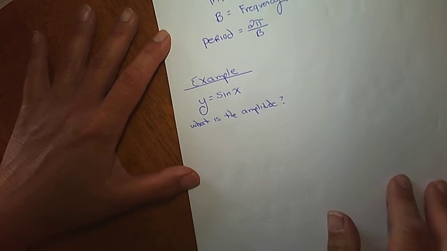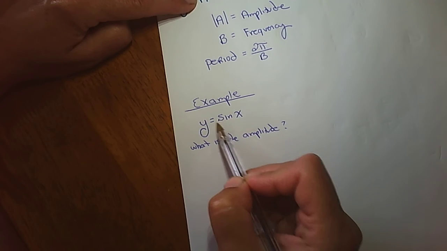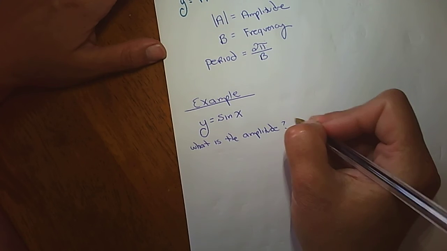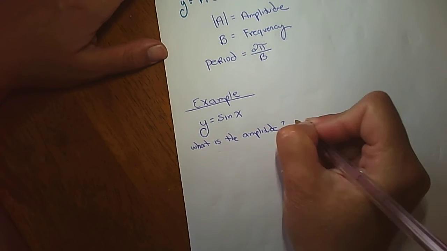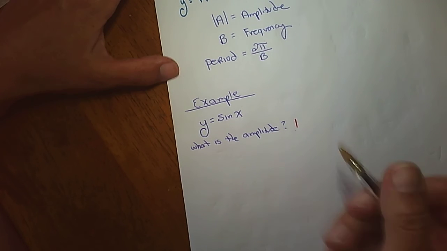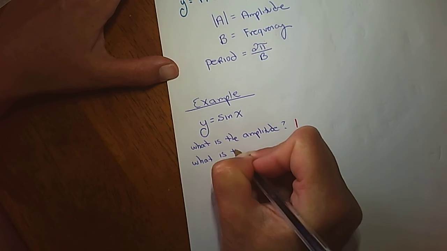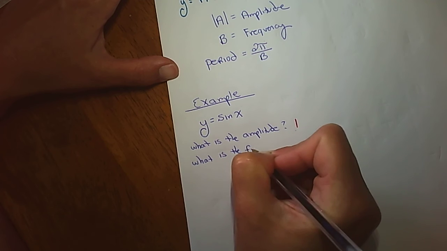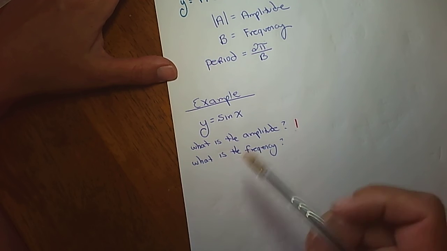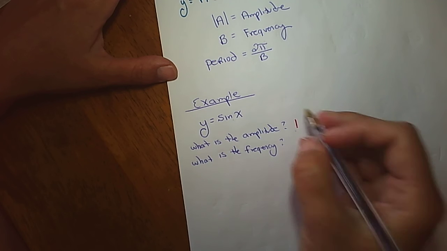Okay. The amplitude is always going to be the number in front of sine. What number would be in front of this if you don't see one? Very good. The answer is 1. So the amplitude is the number 1. And then I say, what is the frequency? All right, well, the frequency is always going to be the number in front of the x. So that would be a 1 here.